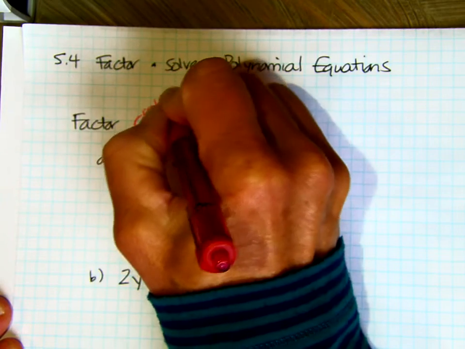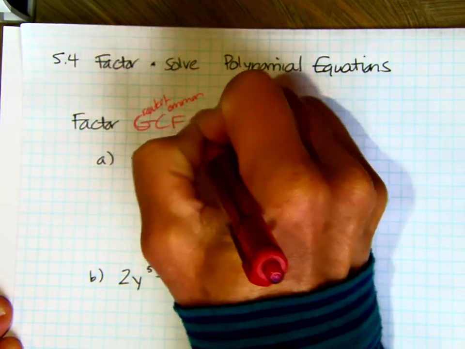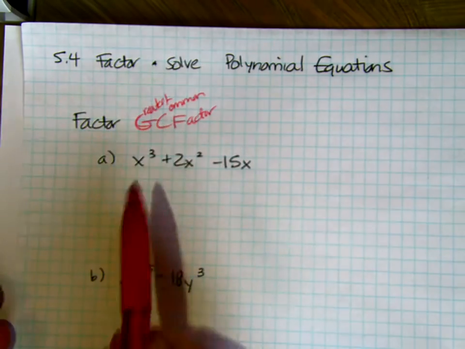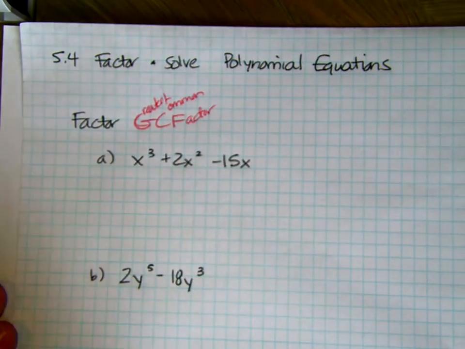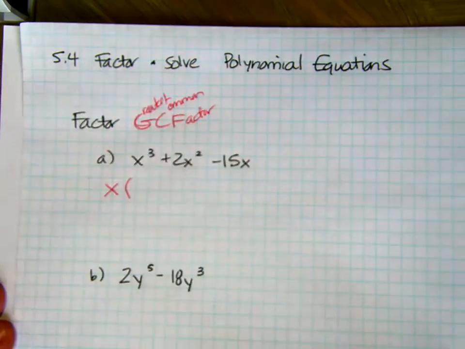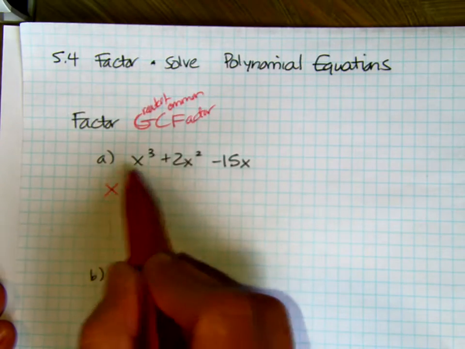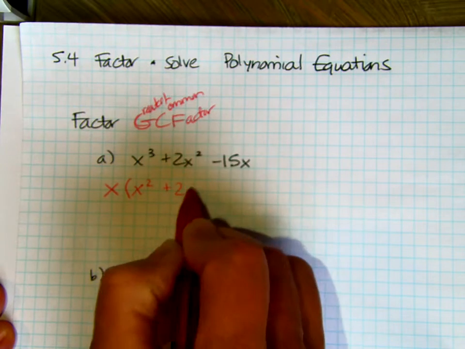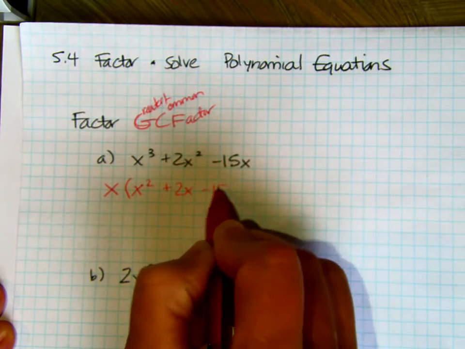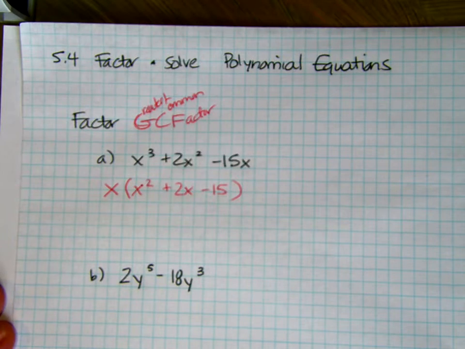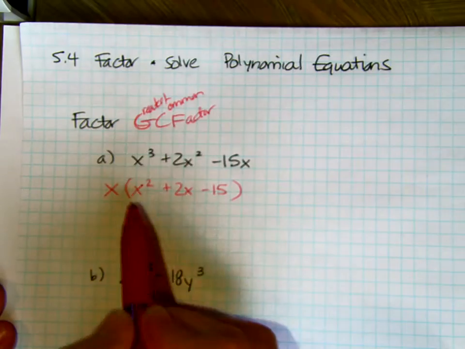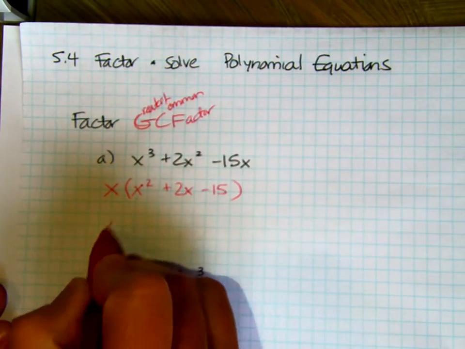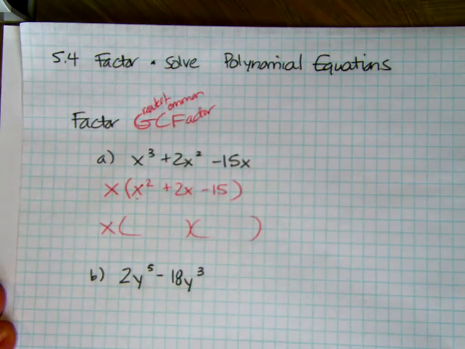GCF, greatest common factor. So I want to always try to make it simpler. So everyone here shares an x. So I'm going to pull that x out. It's sort of undistributing. So I have to think about x times x squared would be x cubed. X times 2x would be 2x squared. And x times a negative 15 would be negative 15x. So I've factored out an x. And then this becomes relatively easy to solve.